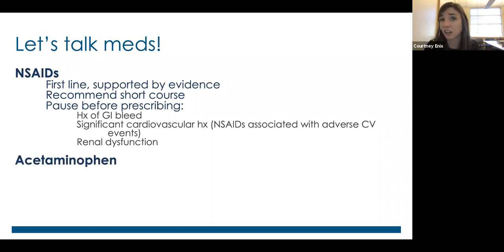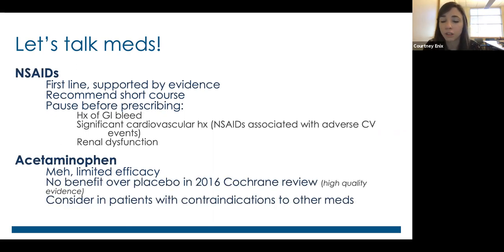And then what about Tylenol, right? We think about Tylenol all the time. It's an easy thing to recommend. You give it to everybody in the hospital who's having any sort of pain. But what's the evidence about acute low back pain and Tylenol? It's not great. This was actually historically what people leaned on as first line and what the general consensus was until there was a 2016 Cochrane review that came out that found that acetaminophen had really no benefit in treatment of acute low back pain over placebo.